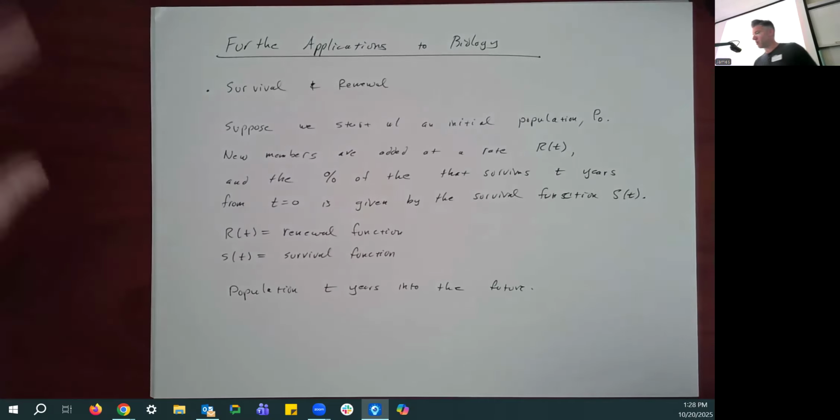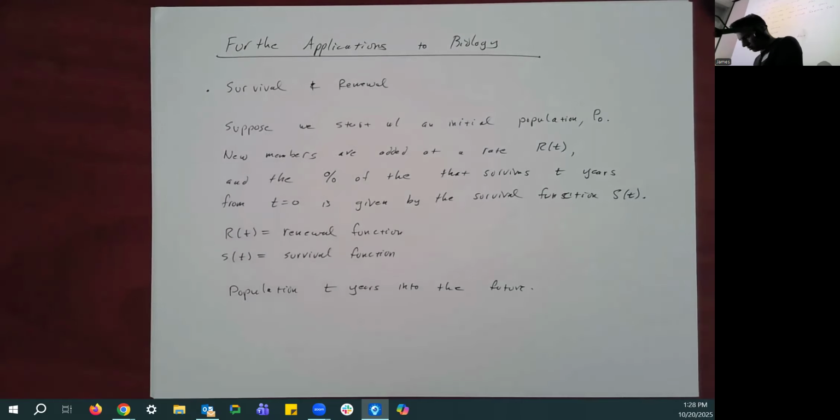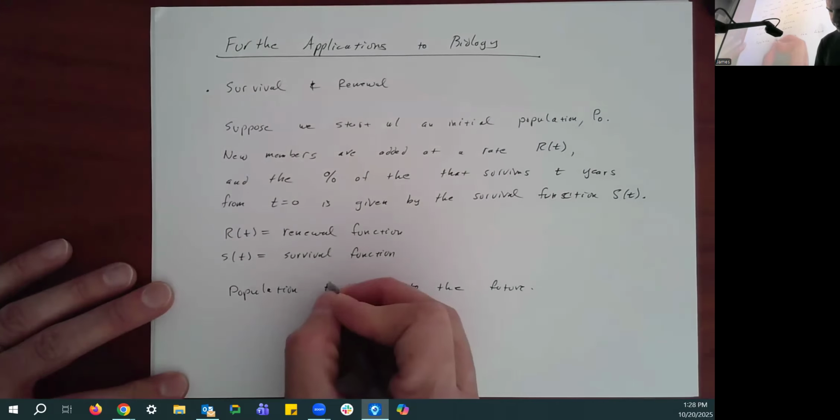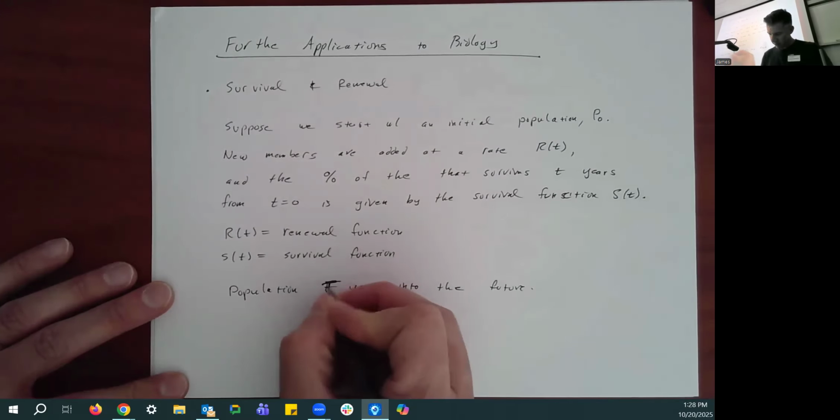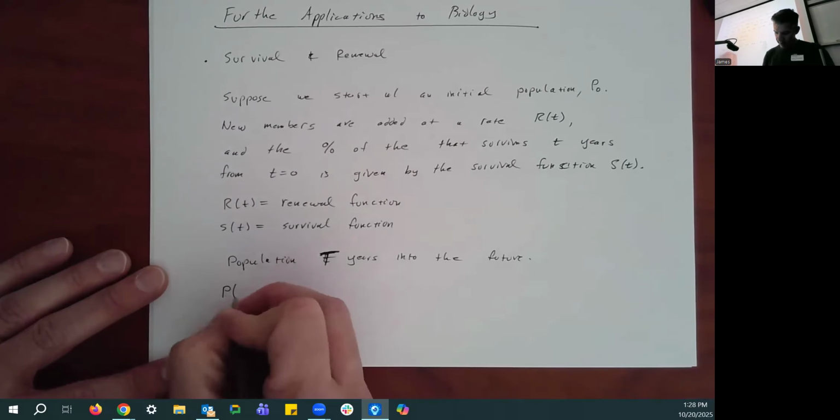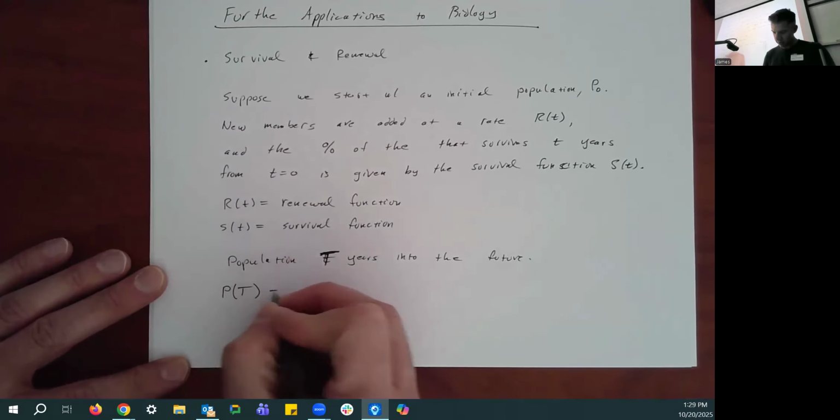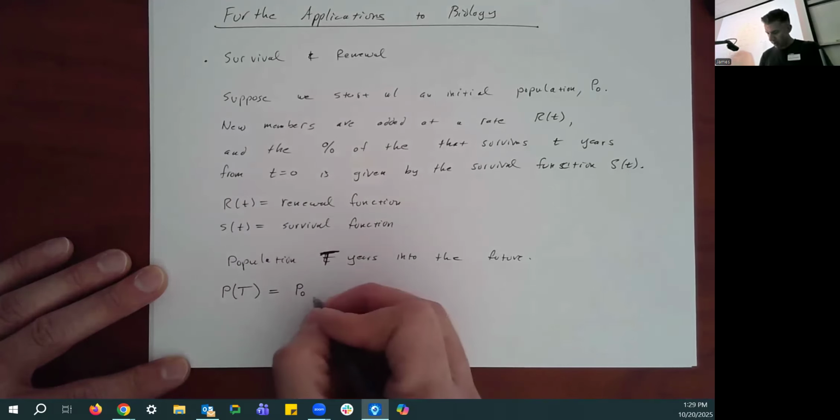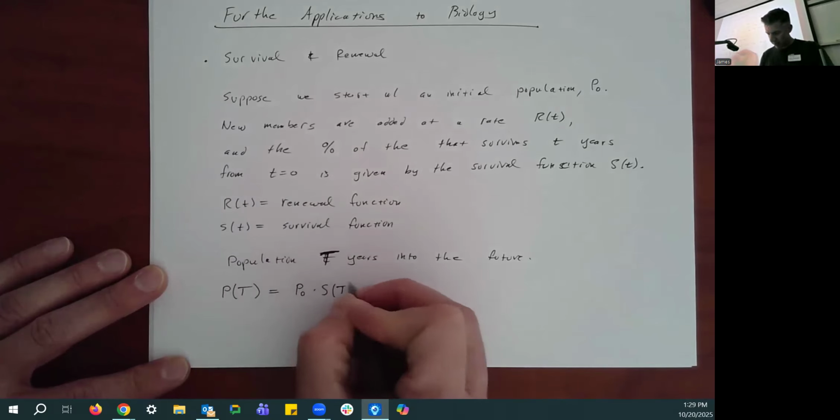I need to double check one thing because I feel like I've made a slight error. Yeah, that should be a cap. Okay. Population capital T years into the future. Sorry. Is given by the following. P of capital T is going to equal P naught multiplied by S of capital T.